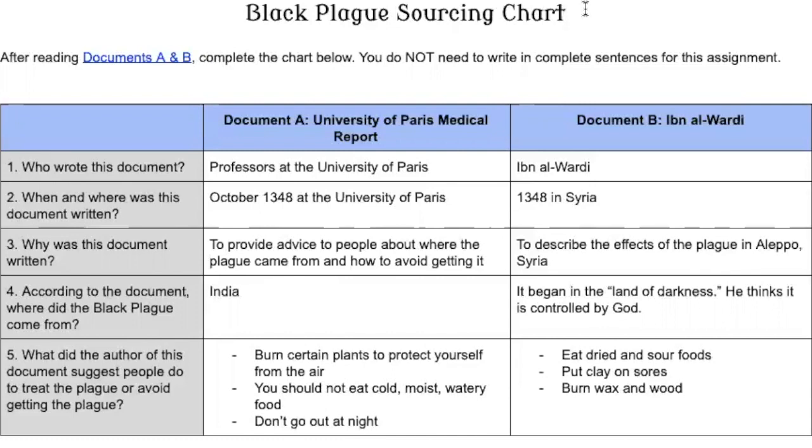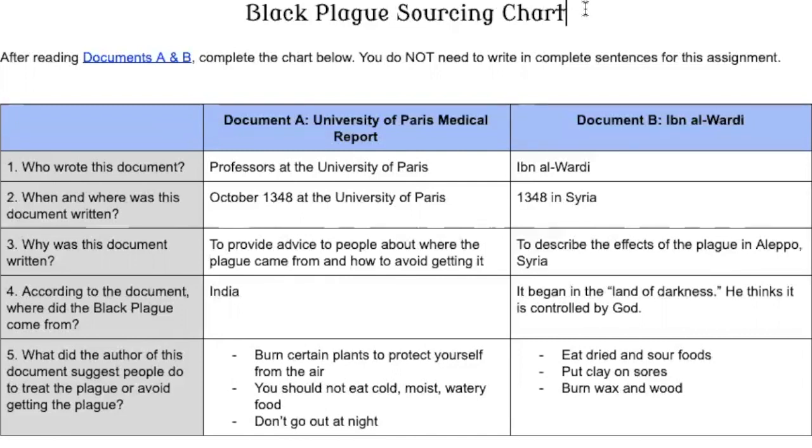Keep in mind that this is a guide for answers that you should have. It doesn't mean that you have to have exactly the same answers that I do, but for author and when it was created, you should probably have what's here. So the first question, who wrote the document? For document A, it was written by professors at the University of Paris. Document B was written by Muslim scholar Ibn al-Wardi.